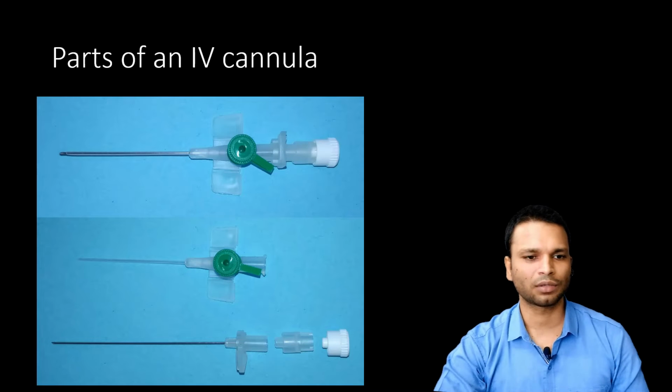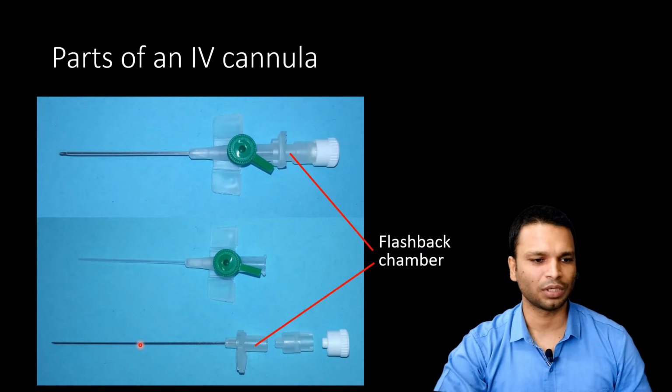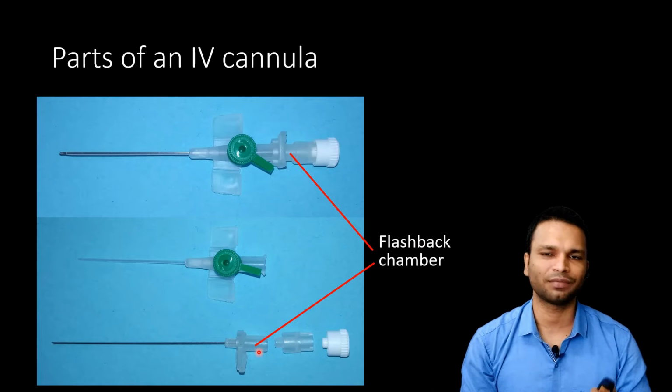Now we go back to the flashback chamber. As I've told you earlier, our stylet is a hollow tube. So when we insert it into the vein, the blood goes into the stylet and it comes out into the flashback chamber. This is how we establish that we are inside the vein.